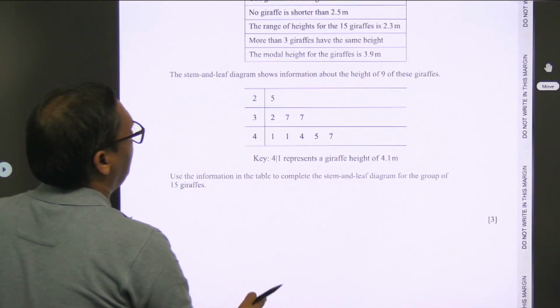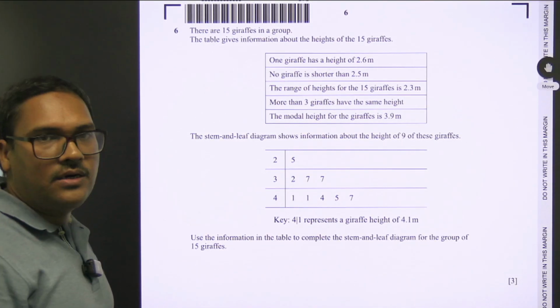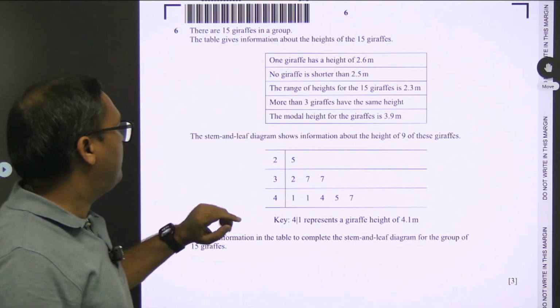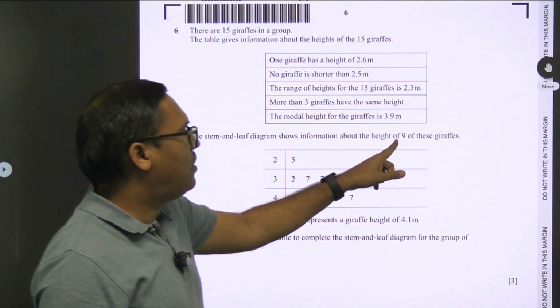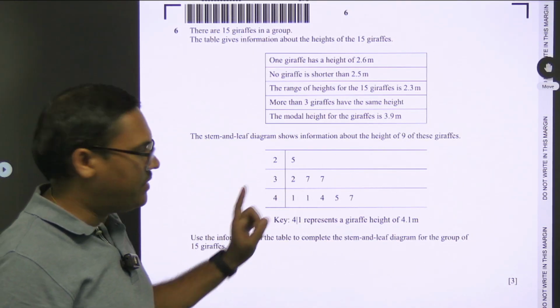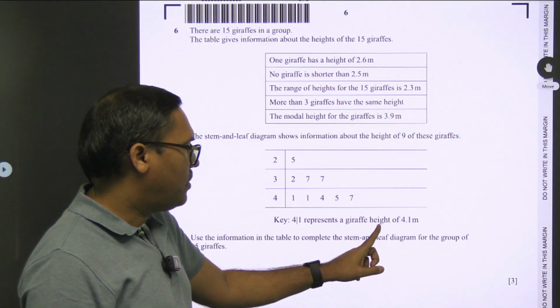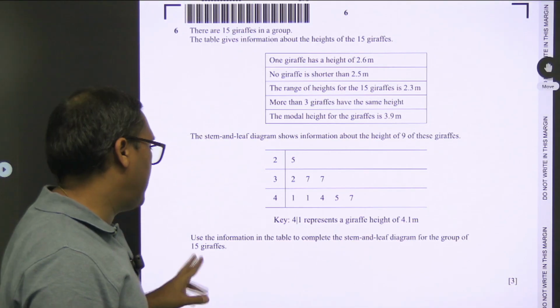So here we have, there are 15 giraffes in a group. The table of information is given about the heights of 15. You have to complete this stem and leaf diagram for the height of 9 giraffes. You can see this key is given. 4|1 represents the height is 4.1 meters. Use the information to complete the stem and leaf diagram for this.